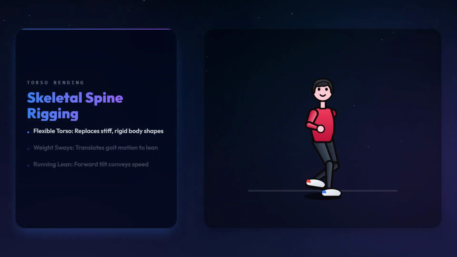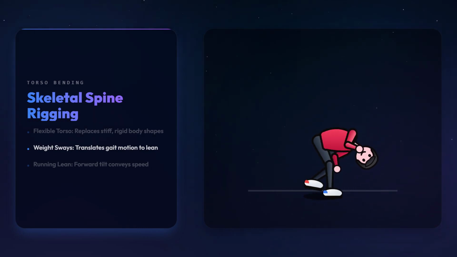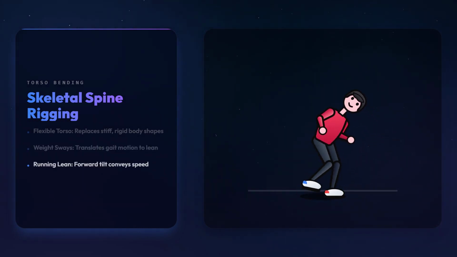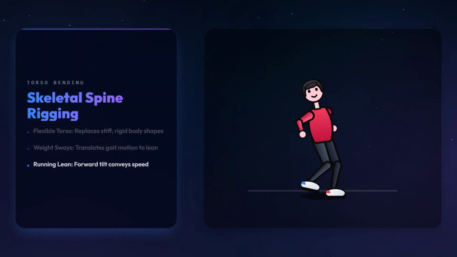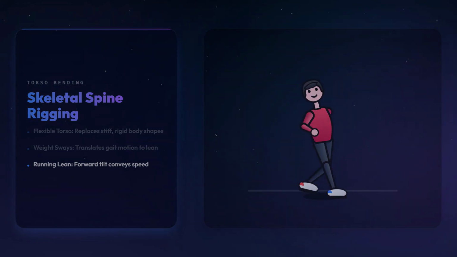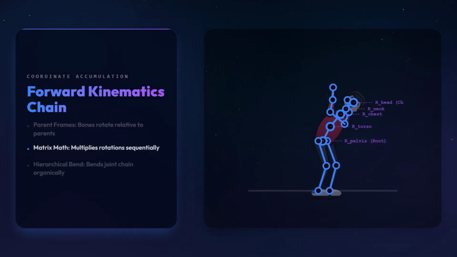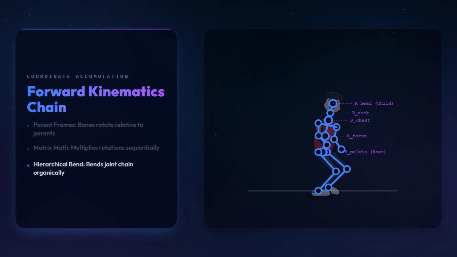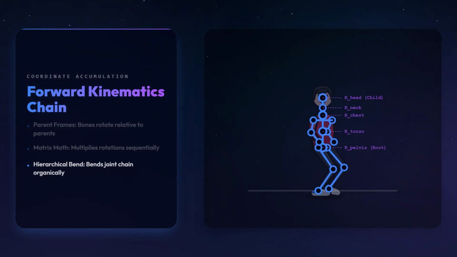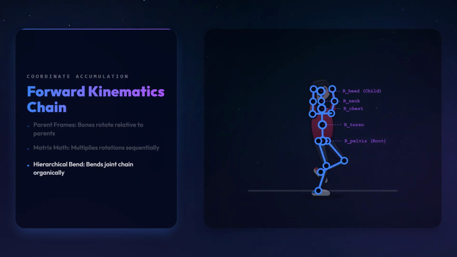Next, we need to animate the spine. A stiff torso makes characters look unnatural. By adding a multi-joint skeletal spine, we can bend the upper body organically as the character walks, runs, or reacts. We model the spine using forward kinematics. Each joint coordinates its rotation relative to its parent. Local coordinates accumulate down the chain, rotating the pelvis, torso, chest, neck, and head in sequence.